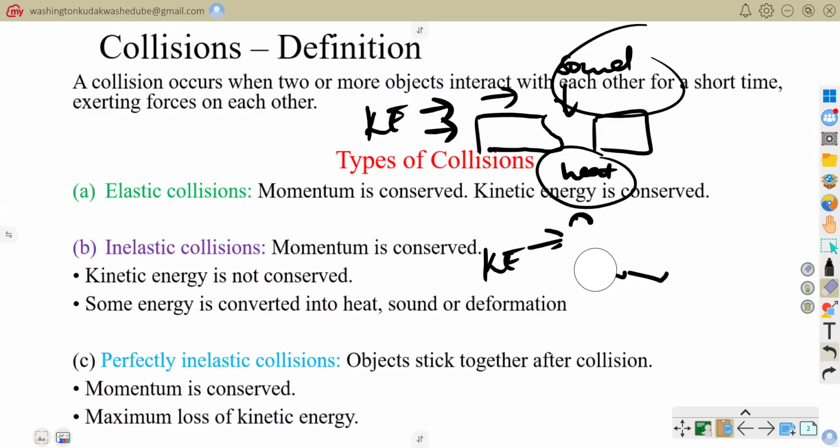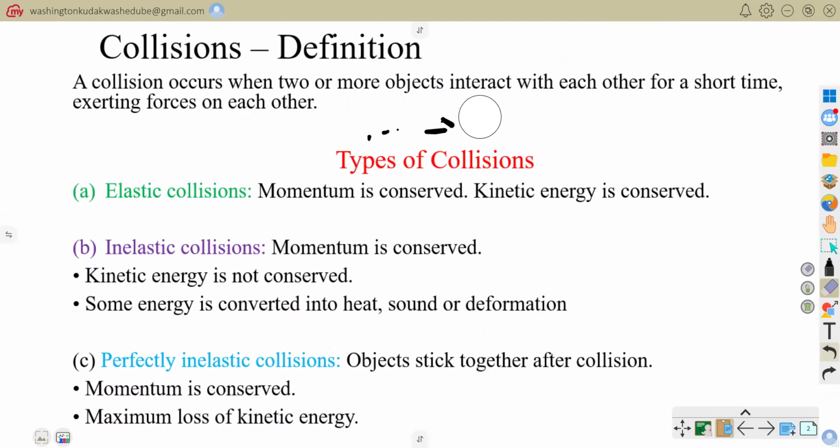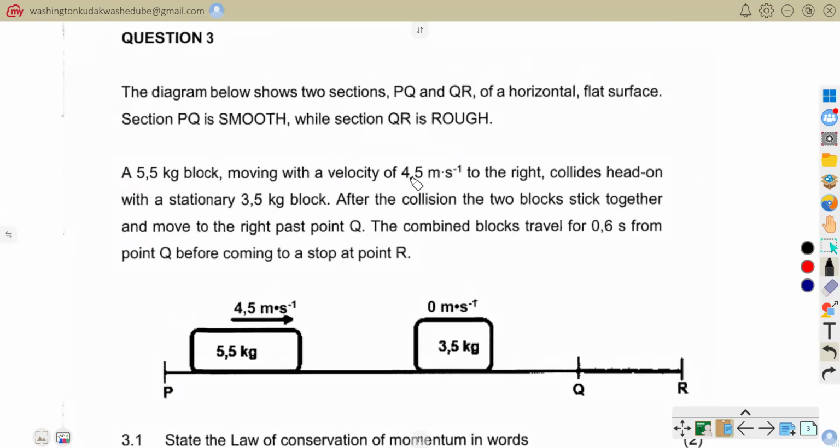So if that is the case, we now know how to differentiate between an inelastic and an elastic collision, and we now know how to differentiate between any other collisions and perfectly inelastic collisions. Now let's look at the question that I said I brought.